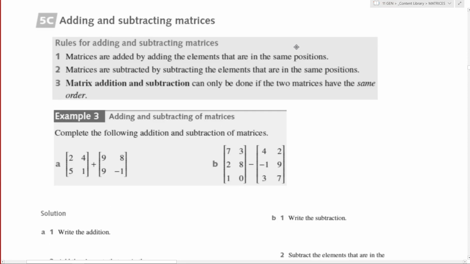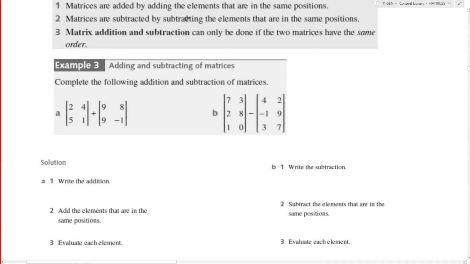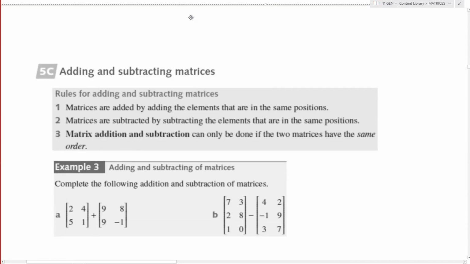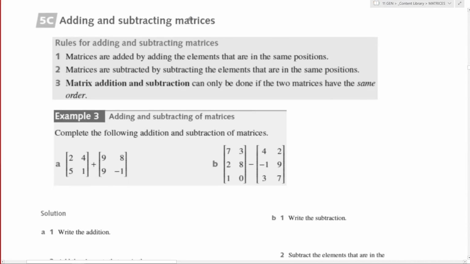So the next part is now learning to add and subtract your matrices. There are a couple of rules when it comes to adding and subtracting a matrix. You can't just go and start adding and subtracting any matrix that you like. There's no examples there, but you need to abide by some rules. When you add or subtract a matrix, you're actually adding and subtracting the same elements that are in the same position. So you have to subtract or add the numbers that are in the same position.